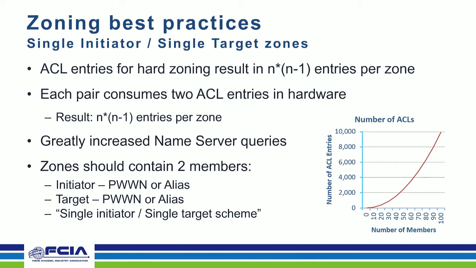So what are the hardware implications of having a lot of members in a zone? Well, here you can see that as the number of entries per zone increases, your number of hardware ACL entries goes up exponentially, as shown in this graph. So if you have a lot of devices zoned together that don't need to communicate, typically host-to-host don't need to communicate to each other, this uses up a lot of unnecessary ACL entries in the hardware. And as we talked about previously, this also results in a large amount of unnecessary name server queries.